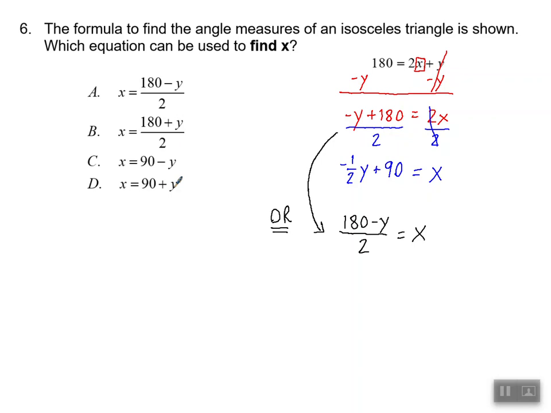So sometimes we write them in multiple forms. So I went back to this big fraction that I had originally, and I said, you know what? I think they wanted me to do 180 and take away the y, and then all divided by 2 and leave it like that, because that was answer choice A.